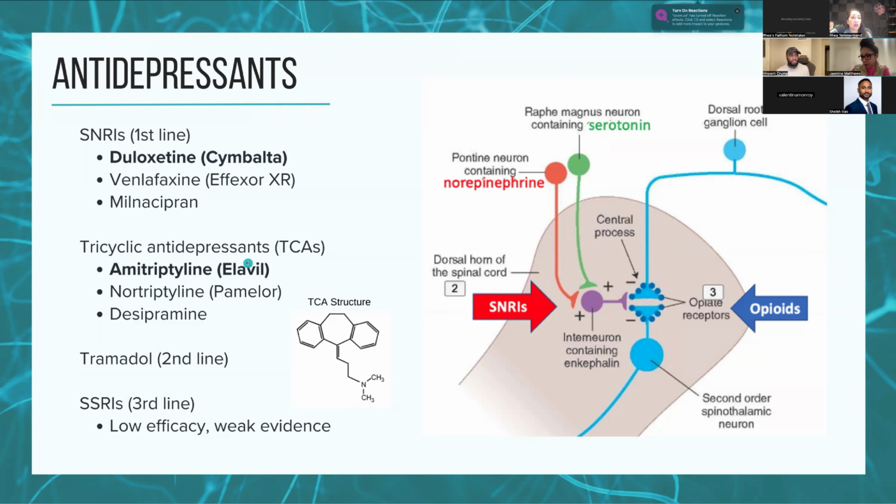Tricyclic antidepressants also block serotonin and norepinephrine, the main one being amitriptyline. I actually was on amitriptyline for my migraines for a while. It is very sedating, which is the main reason why I stopped it. Even despite taking it before bed, I would still feel groggy for most of the morning. So that's the main side effect with that. If you take it in really high doses, it can cause some cardiac problems. So that's the main thing with tricyclic antidepressants.